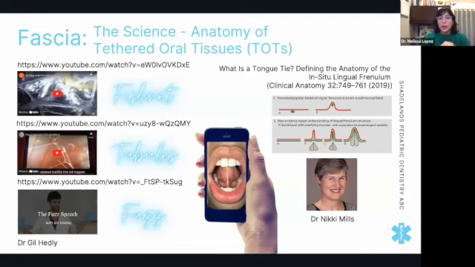There's a fuzz speech by Dr. Gil Hedley. He's out of Colorado. I think he's still there, doing dissections and learning a lot about what fascia is.